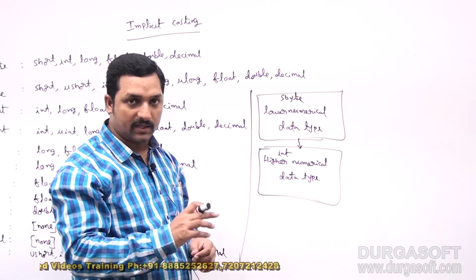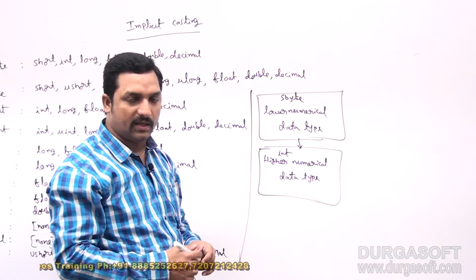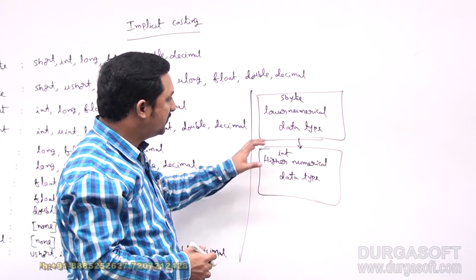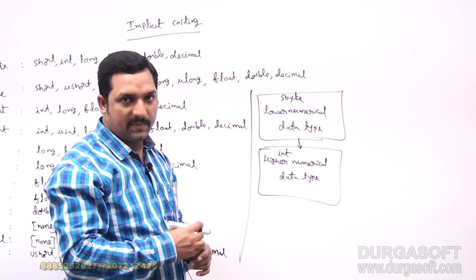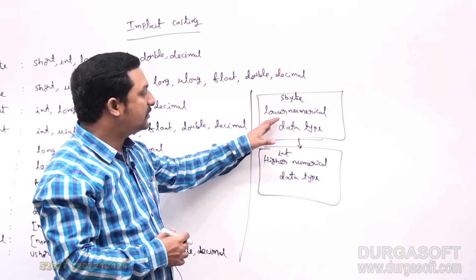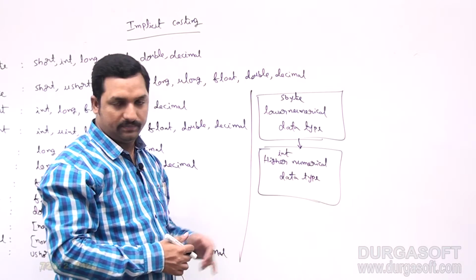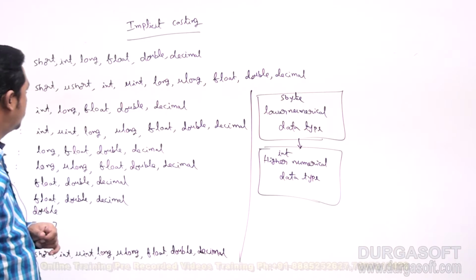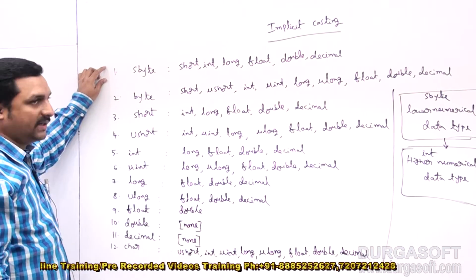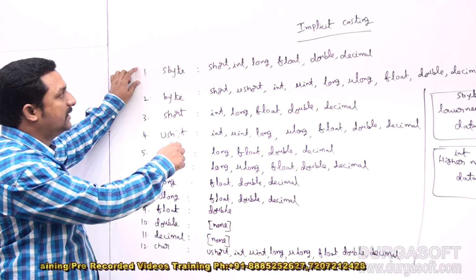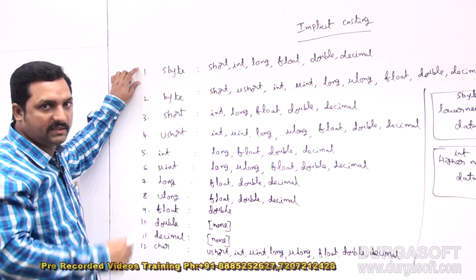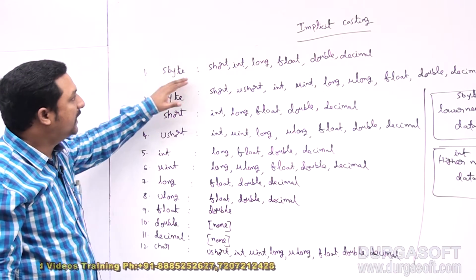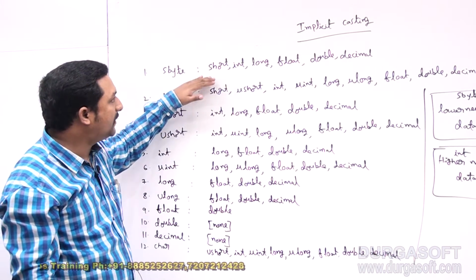If you want to convert higher to lower, we have to go for explicit casting. That process we will see in another example, but at this moment we are going to talk about implicit casting. Implicit casting means we are trying to convert lower to higher only, not higher to lower. So for lower to higher, these are all the possible lists. Now check this list. For S byte, we have short, int, long, float, double, decimal. What does that mean exactly? A value of S byte data type can be converted into any of these data types.